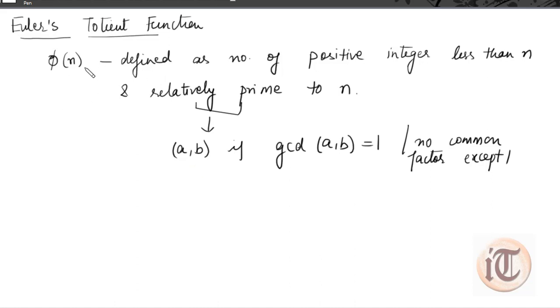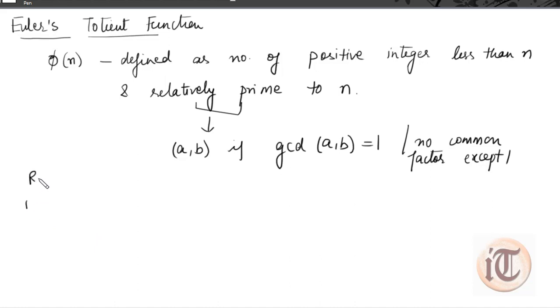So to calculate phi of n, we have to take all the positive integers which are less than n, and then find out whether they are relatively prime to n or not. This Euler-Totient function plays a very important role in the RSA algorithm, or in Euler's theorem as well. Now before moving further, there are some rules that are used for the Euler-Totient function.